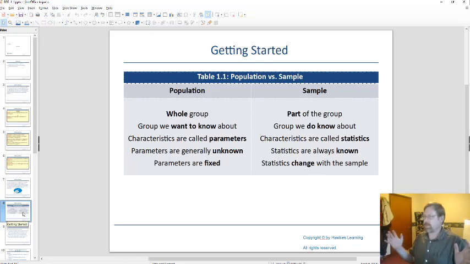Characteristics of the population are parameters. Characteristics of the sample are statistics. Generally we don't know what parameters are. They generally are fixed. They don't change. Statistics, we know what the statistics are. We've taken the measurements. We've observed things. We've recorded all the numbers, and so we know what the statistics are. But if we went back and changed the sample, looked at a different sample in the same population, our statistics would change.